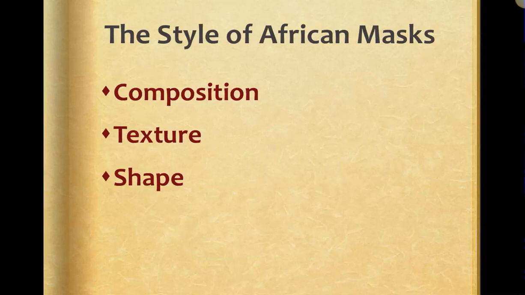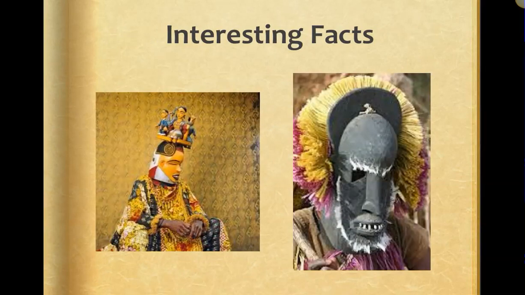Composition is foremost symmetrical arrangements of the line. For texture, skilled craftsmanship, fine detail, and quality of finish are important. For shape, African masks take many forms, whether it be circular, oval, rectangular, heart-shaped, or a combination of many of these shapes. Some interesting facts about the masks.